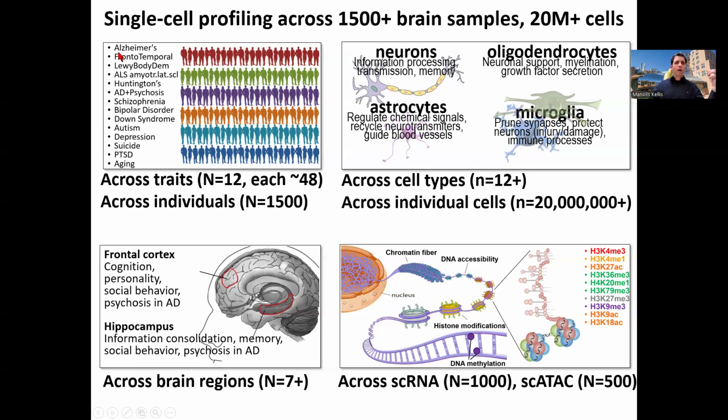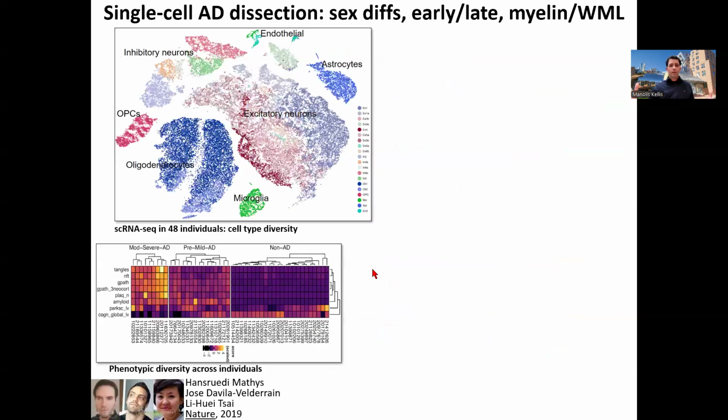But what we basically do is that for Alzheimer's disease or for frontotemporal dementia, Lewy body dementia, ALS, Huntington's, psychosis in the context of Alzheimer's, psychosis in schizophrenia, bipolar disorder, Down syndrome, autism, depression, suicide, PTSD, aging, for all of these differences between controls and cases, we basically then profile dozens of cell types across tens of millions of cells, very often in multiple regions of the brain, very often also in other tissues outside the brain. And then most of the time, we do RNA profiling through single-cell transcriptomics, which we're talking about mostly today. And in some cases, also DNA accessibility, which we're going to talk about much more next week. Everybody with me here?